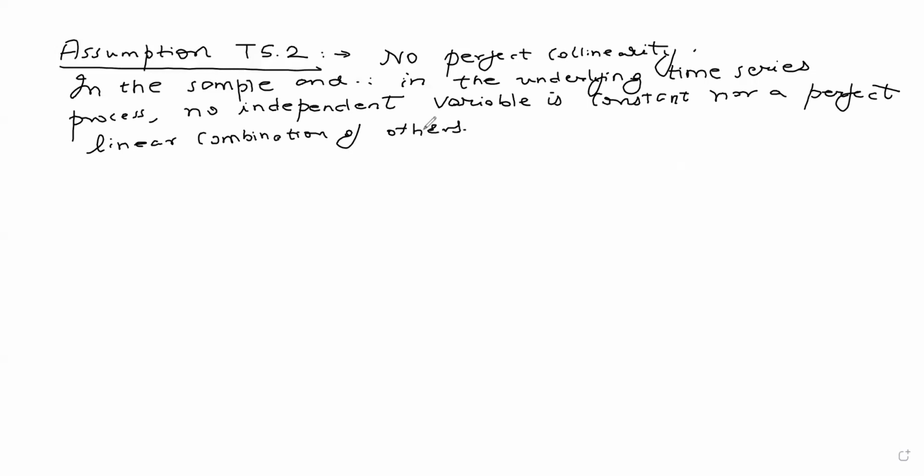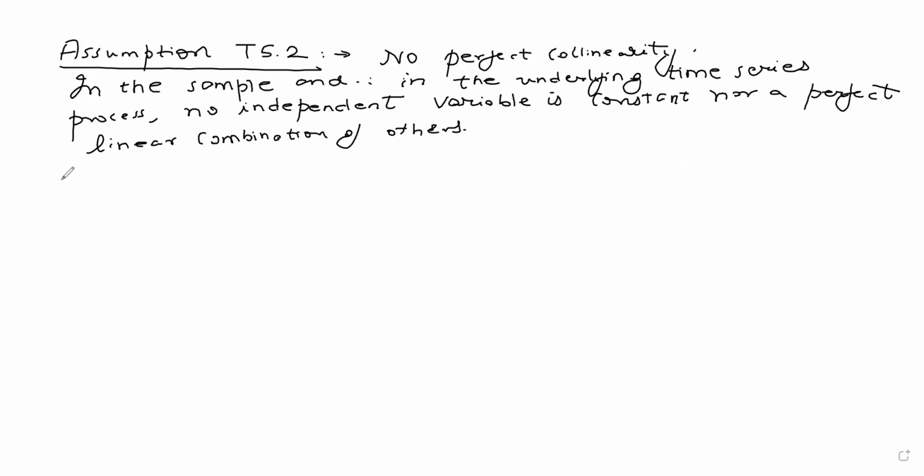So the second time series assumption is telling us that when we talk about the time series process, the independent variables are no longer constants. They are going to change with time. They are not going to take constant values with time. And one of the independent variables cannot be expressed as a perfect linear combination of others. From the mathematical economics course, we all know how to write a linear combination of two variables. So what I'm trying to say is that one of the independent variables in the model is not a perfect linear combination of other explanatory or independent variables in the model.